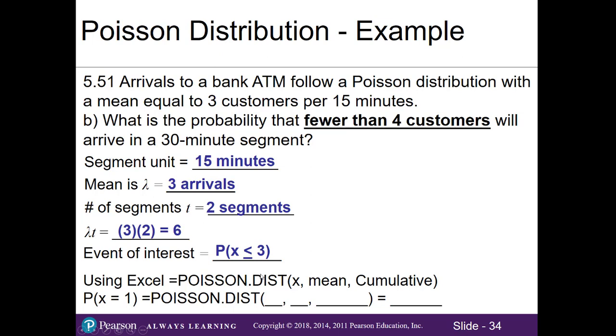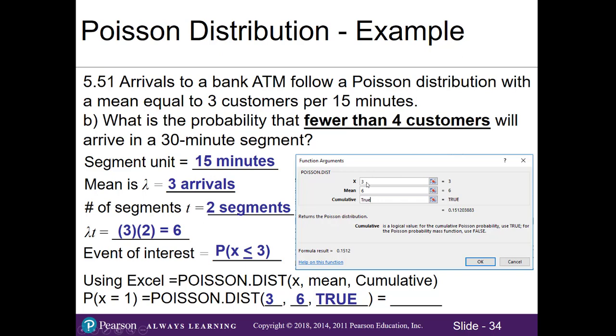So our x, in this case, is 3. Our mean, which is our lambda t, is 6. And we are working with a cumulative probability since we're looking for fewer than 4 customers. So that'll be 0 customers, 1, 2, and 3 customers possible. So we'll type in true. Again, if you want to use the formula builder, you can just plug in our values, our x of 3, our mean of 6, and our cumulative true. Gives us the probability of 0.1512 for fewer than 4 customers arriving to the ATM in 30 minutes.